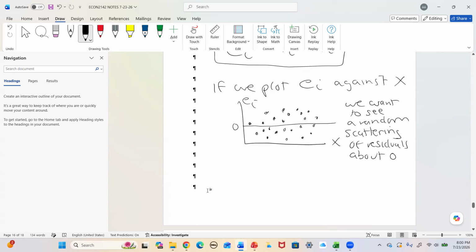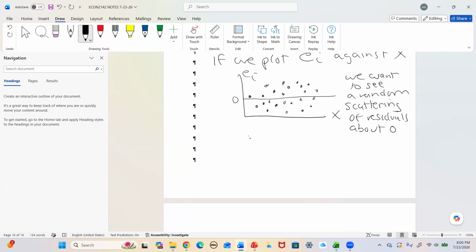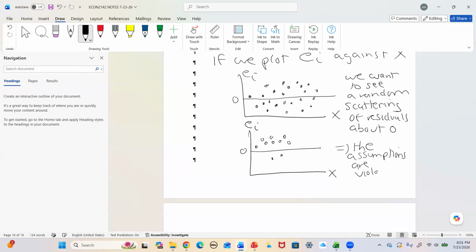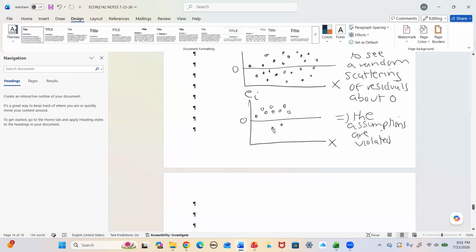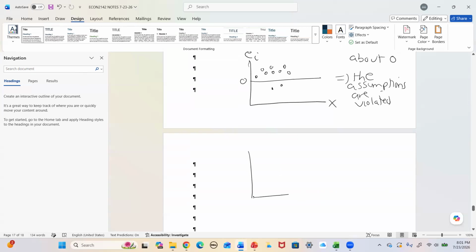If we have patterns, that means our assumptions are probably being violated. For example, let's say that most of the residuals are above the line. This means there's a problem with our data, or the residuals. In other words, the assumptions are being violated. And then there's a lot of techniques we can use to try to correct for that. But right now we just want to recognize when there's a problem.